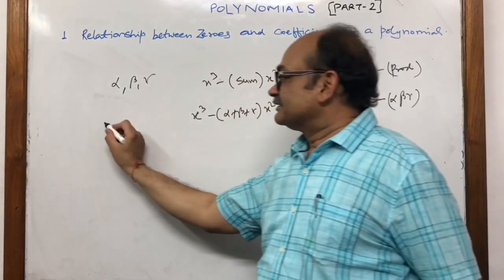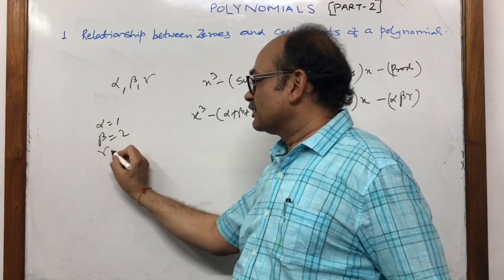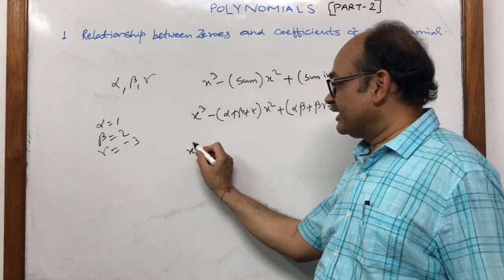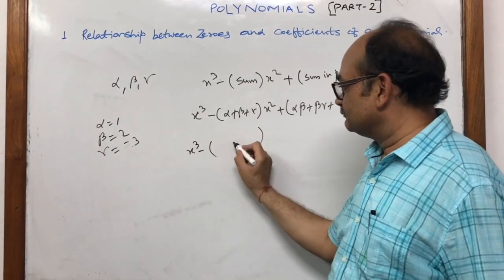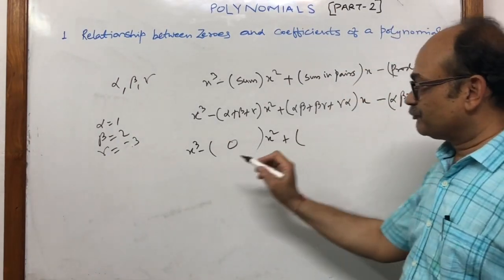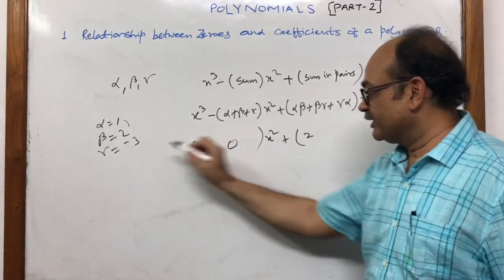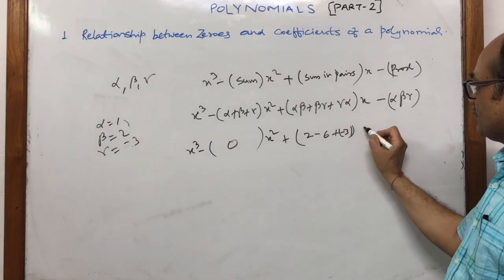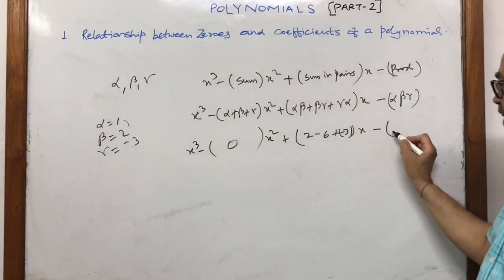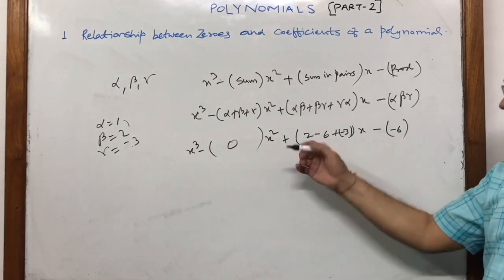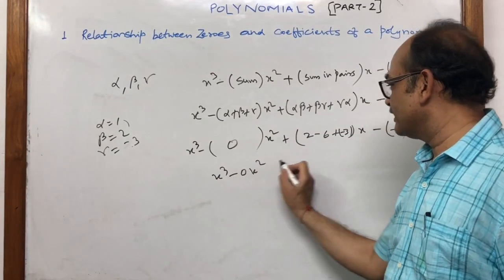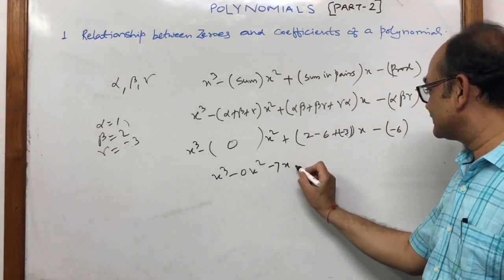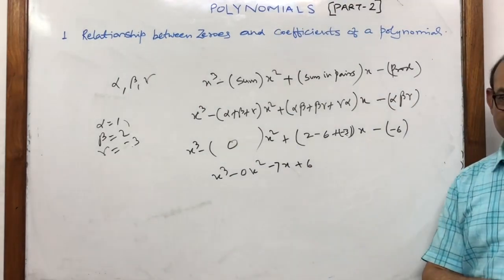Suppose the question says alpha is 1, beta is 2, gamma is minus 3. Form the polynomial. So we'll start from here: x cube minus sum of all these, product of 2 and 1, 2; 2 and 3, minus 6; 3 and 1, minus 3, x, and product of all these. Answer: x cube, 0x square, minus 7x plus 6. Easy.